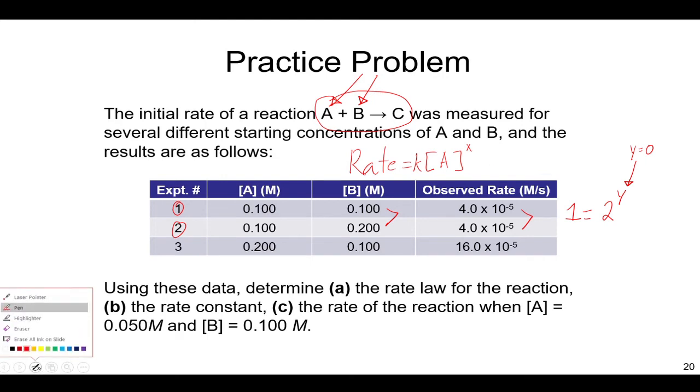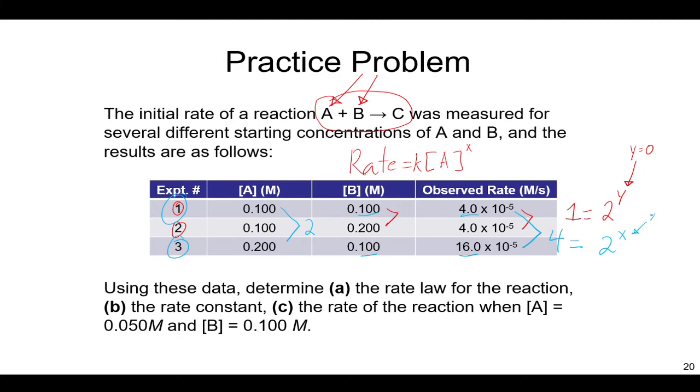We can do the same thing, but try to determine A. For determining A, I'm going to pick two experiments, one and three, because that's where B stays the same, but A changes. And that'll let me tease out the effect of A. So let's look at 1 and 3. 16 divided by 4 is 4. So 4 is the effect on rate. And 4 equals, this doubles, 2 to the power of x. 2 to what power is 4? Well, x here is 2.